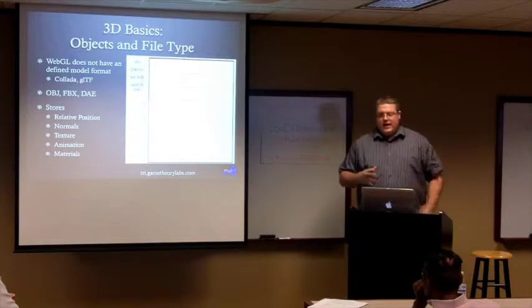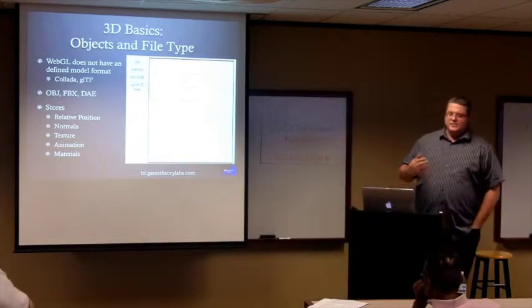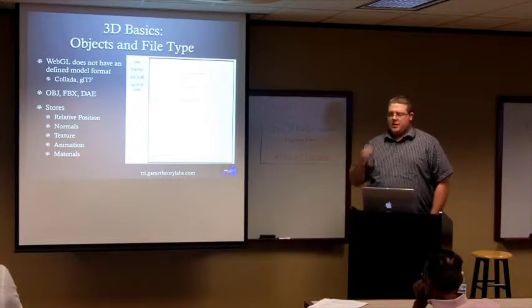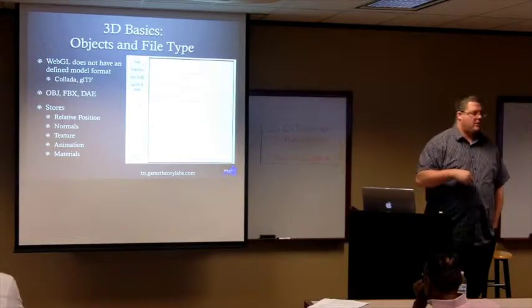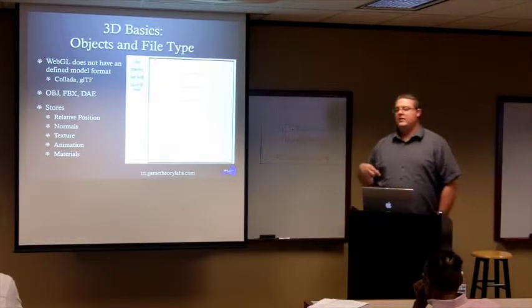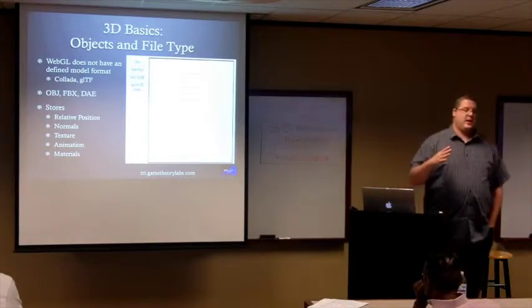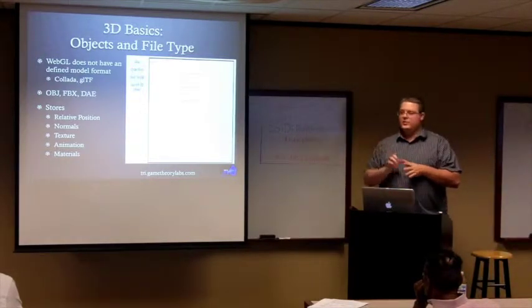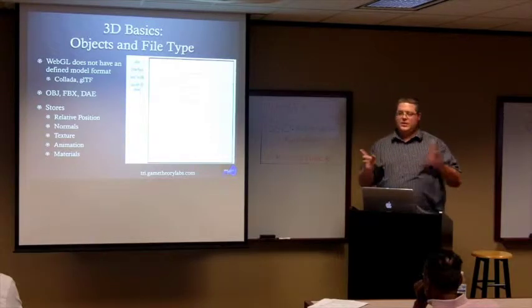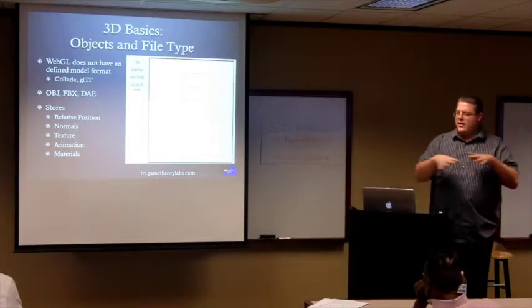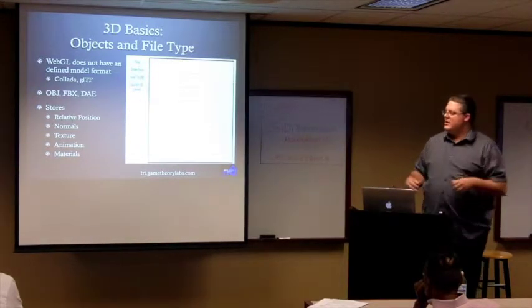What these model files store is the relative positions of all the vertices of the models. All the points that make up that model are stored inside of this file. Then it stores the normals for the surface. To do the lighting calculations, you have to know what the normal is for every triangle, because we use that with the light to calculate how the shade is going to go over the surface.